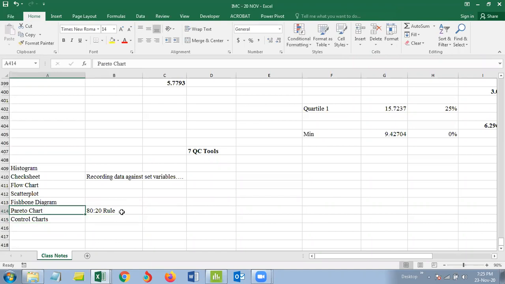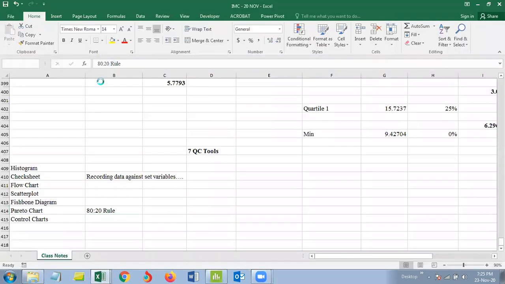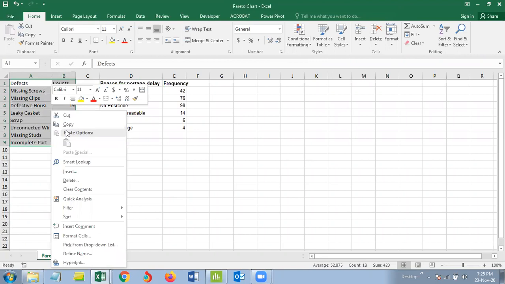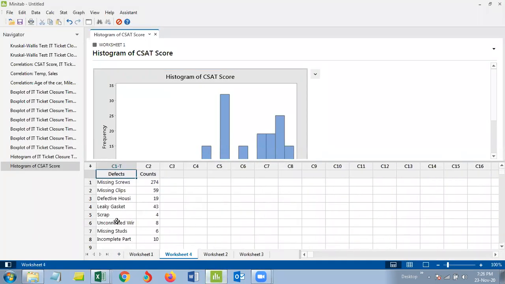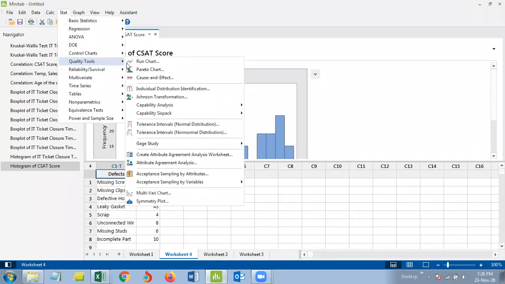But yes, let me quickly show you how to do a Pareto chart in MINITAB. It's easy. Pretty much we should know that. So let me just quickly go back to the sample data. You need to have data in this format: type of issue and how many times that issue happened. The type of issue and the count of issue. Just copy paste this data, put this on MINITAB. We go to Stat, go to Quality Tools, and in the quality tools, the second one is Pareto chart.